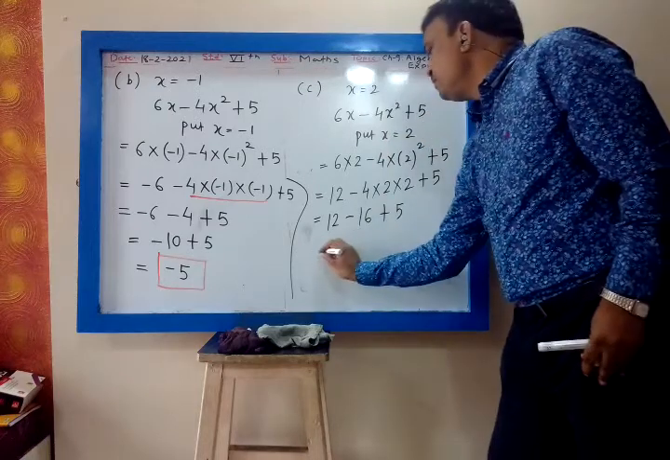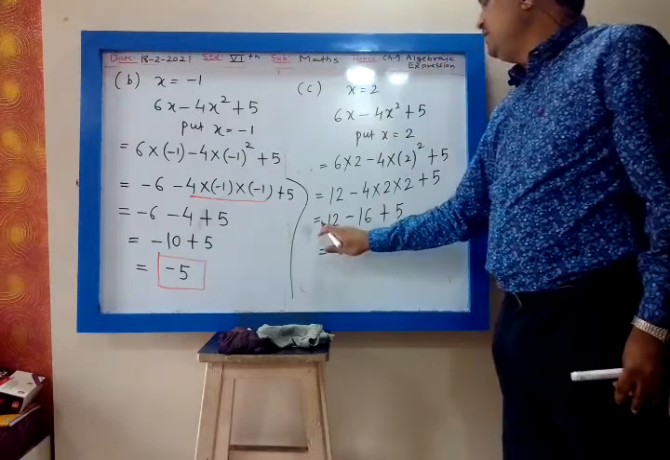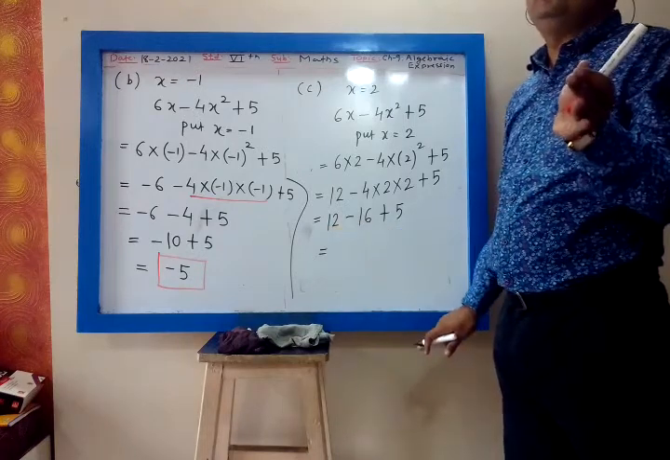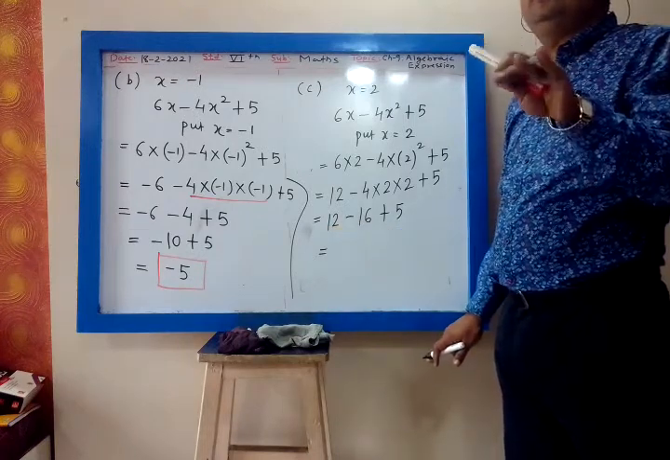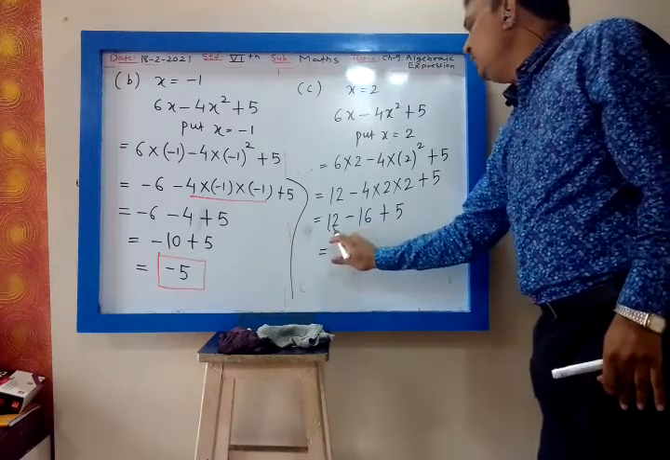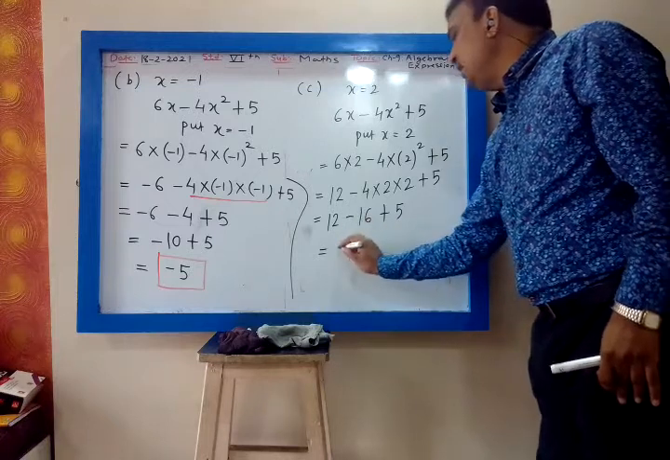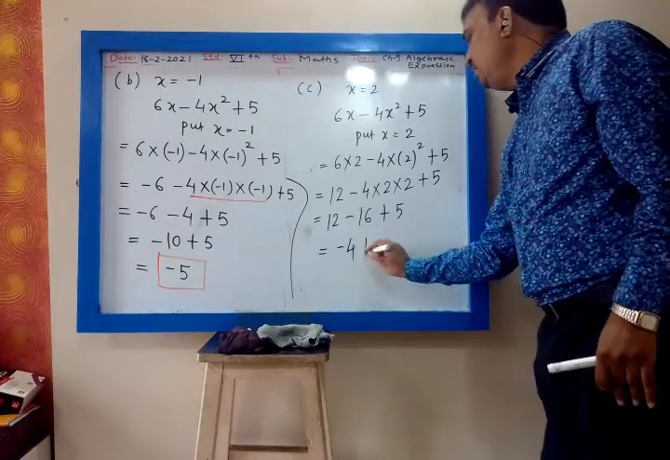No problem. What is the sign of 12? Plus. What is the sign of 16? Minus. Plus and minus have opposite sign, so you have to subtract the smaller number from the bigger number. 16 minus 12, 4. Now which number is bigger? 16. What is the sign of that? Minus 4. Minus 4 plus 5.